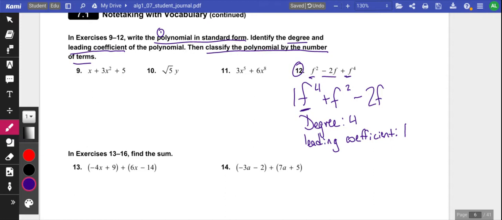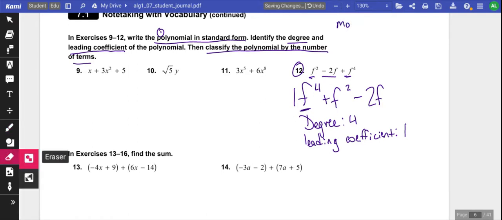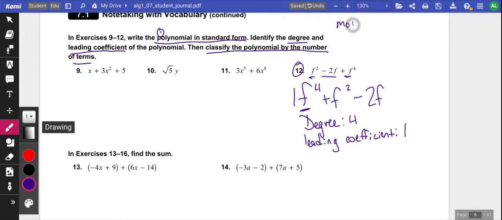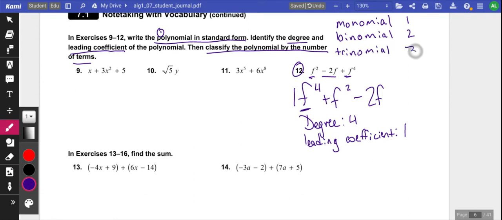Then it says classify the polynomial by the number of terms. That just means, is it a monomial? And I just spelled monomial wrong. I'm on a roll today. Monomial. Does it have 1? Is it a binomial, which is 2? Or is it a trinomial? Does it have 3? So I have 1, 2, 3 terms. It is a trinomial.